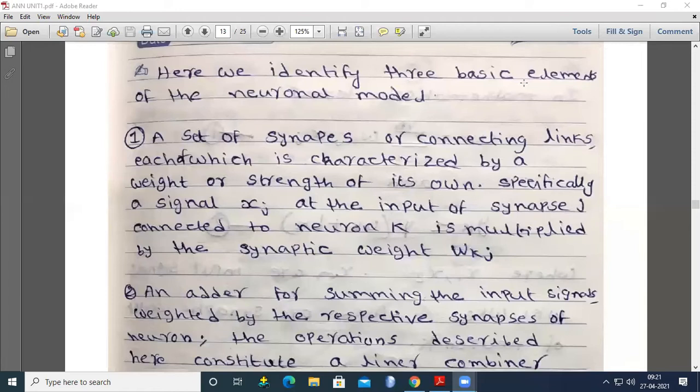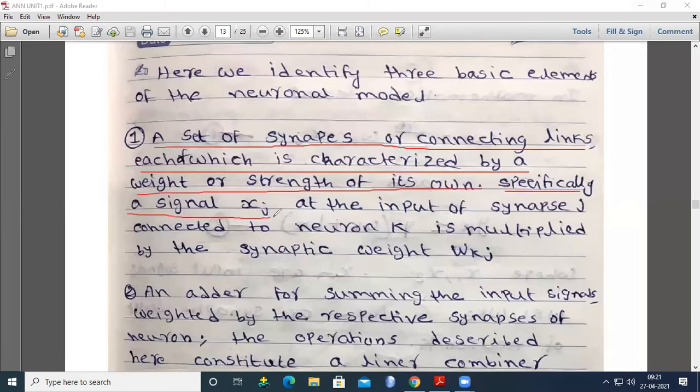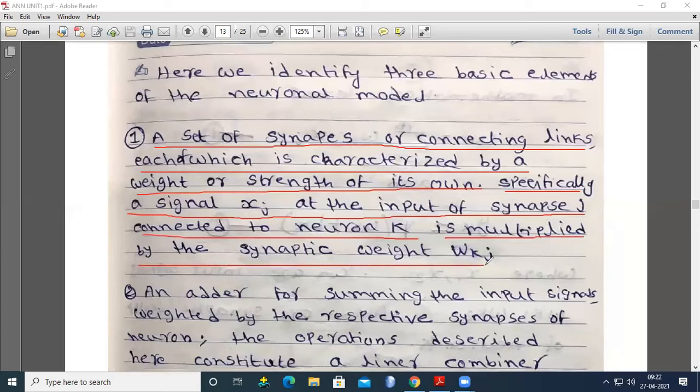Here we identify three basic elements of the neural model. What's the first one? A set of synapses or connecting links, each of which is characterized by a weight or strength of its own. Specifically, a signal xj at the input of synapse j, connected to a neuron k, is multiplied by the synaptic weight wkj. What does that mean?